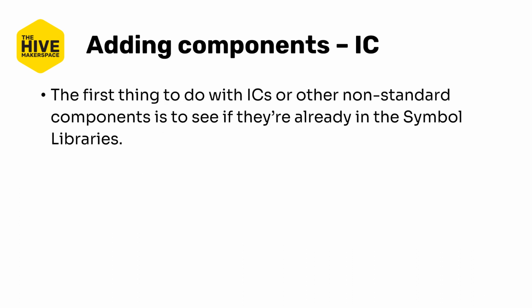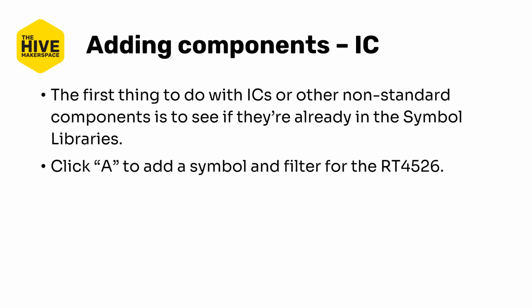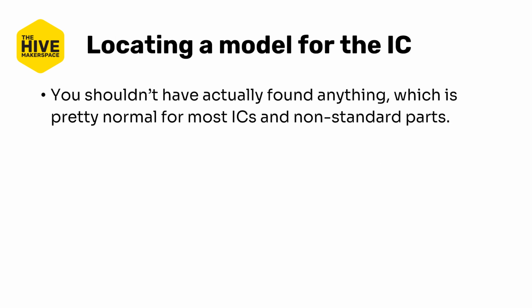It's always a good idea first to check if the component you're interested in, the device, actually happens to be in one of the built-in libraries already. So you should go ahead and open the Add Symbol window and filter for the RT4526. Did you find it? Totally okay that it's not, and I hope you didn't find anything. If you did find something, go ahead and pretend that you didn't, because it shouldn't be in there.